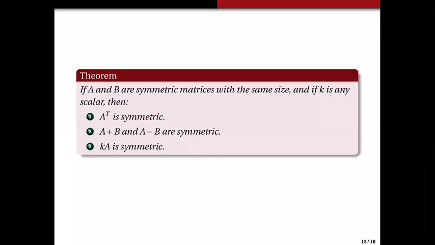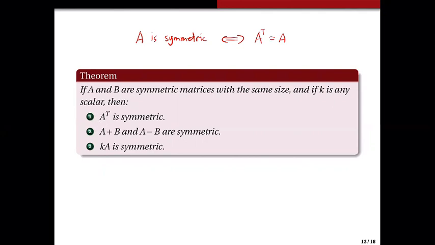Now let us look at these theorems. If A and B are symmetric matrices with the same size, and if K is any scalar, then the transpose of A is also symmetric. Why? Because, by definition, A is symmetric if and only if A transpose equals A. So we are assuming A to be symmetric, which means A satisfies this. A transpose is also symmetric.